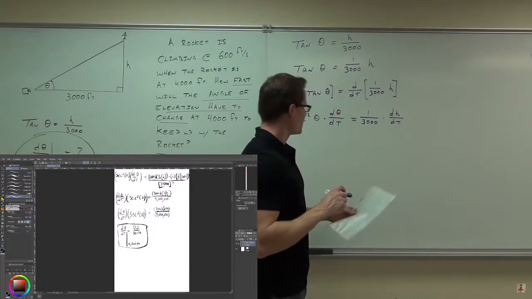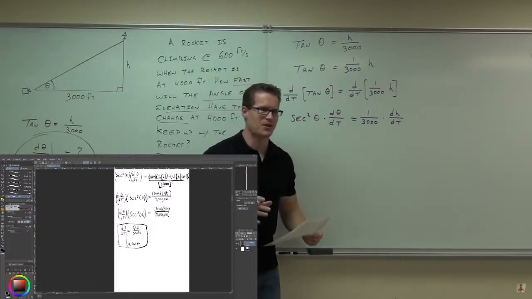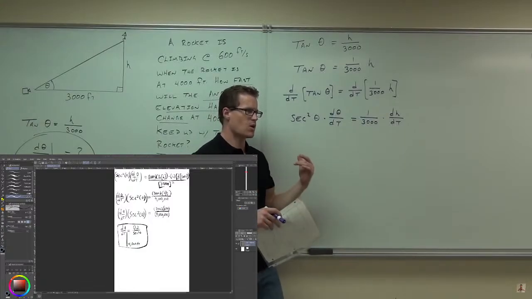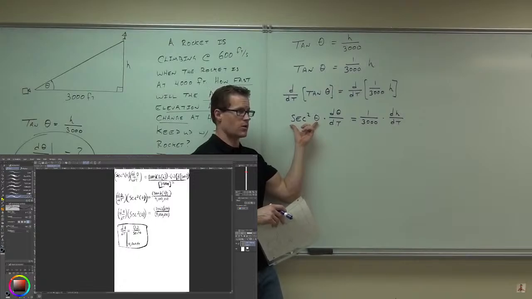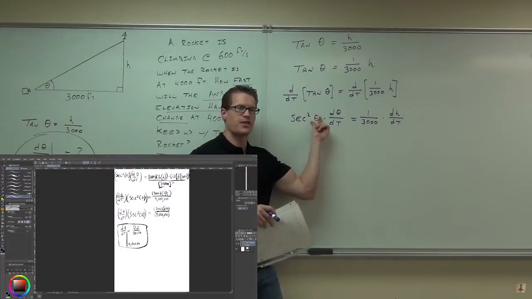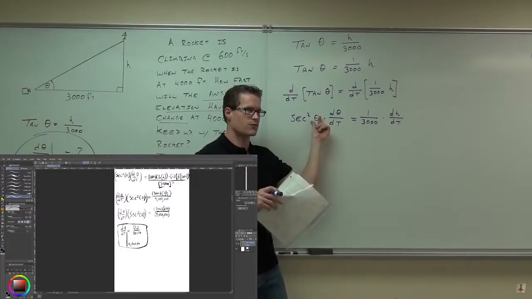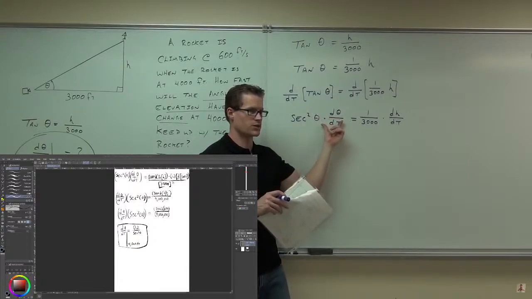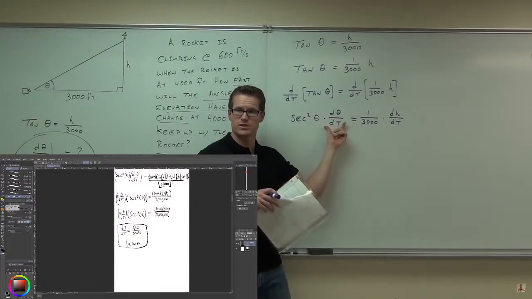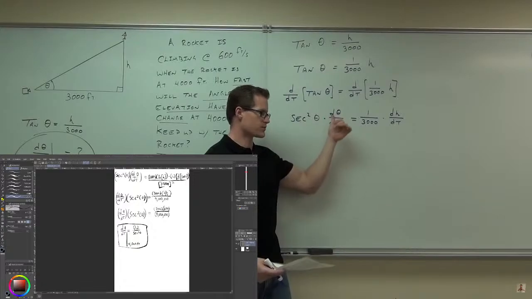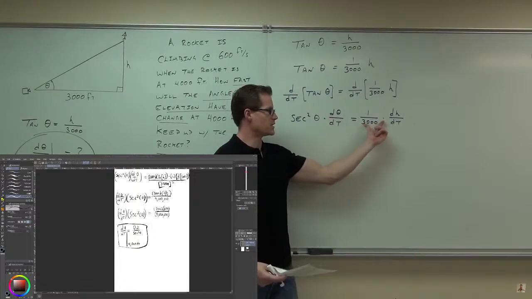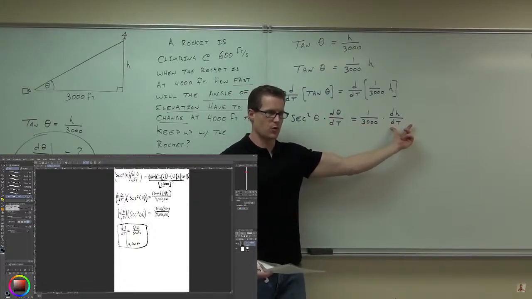Well, now we're pretty much almost done when you think about it. Which piece are we ultimately looking for? This is not what we're looking for. We're actually not even looking for the theta, because that's the angle. We're looking for the change of the angle over time. We're looking for this piece. How fast is the angle changing over time? You follow me? At when it's 4,000 feet. This is a constant, and we have a relationship at 4,000 feet. You with me so far?